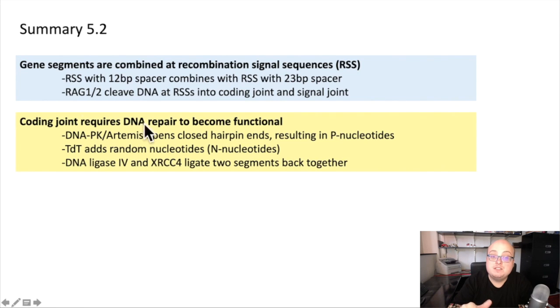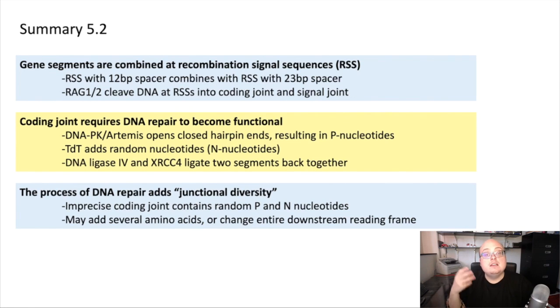DNA-PK and Artemis together open the closed hairpin, and that results in the creation of P nucleotides. TdT then adds random extra nucleotides, which we call N nucleotides, and then a combination of DNA ligase 4 and XRCC4 ligate the two segments back together. They help it anneal, find annealing base pairs that match each other, take out any mismatches, and fill in the holes, and then we get a nice functional DNA strand as a result. This process of DNA repair adds what we call junctional diversity.